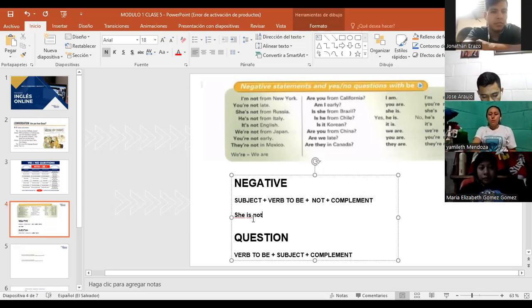She is not. Ahora, el complemento. She's not, podemos decir, a doctor. Okay? Ella no es una doctora, okay? She's not a doctor, or she's not from, let's see, El Salvador, okay? So this is just an example, okay? Solo un ejemplo. Subject, she, verb to be, is, not, y el complemento, right? Aquí puede ir cualquier cosa, right?